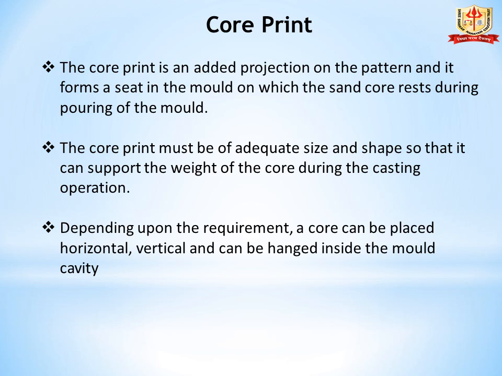Now we see core print. First point, the core print is an added projection on the pattern and it forms a seat in the mold on which the sand core rests during pouring of the mold. Second point, the core print must be of adequate size and shape so that it can support the weight of the core during the casting operation. Third point, depending upon the requirement, a core can be placed horizontal, vertical, or it can hang inside the mold cavity.